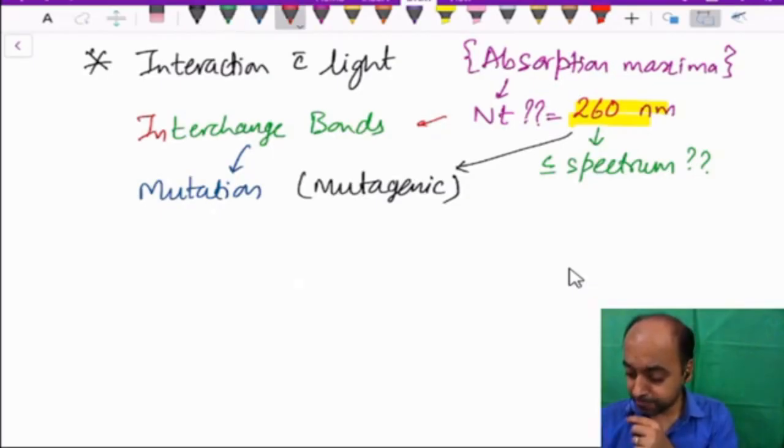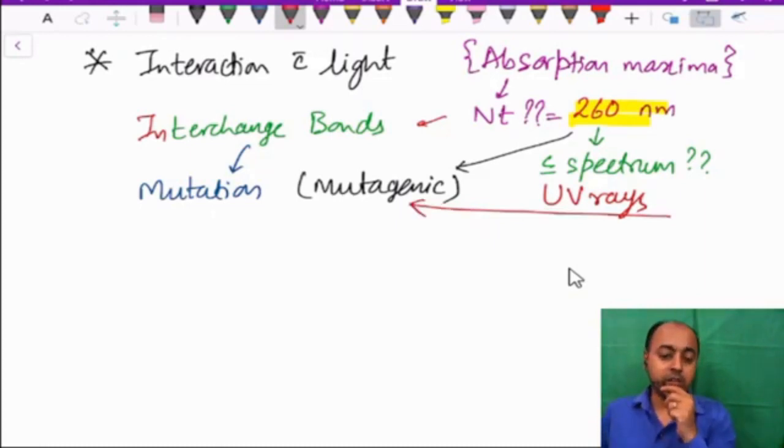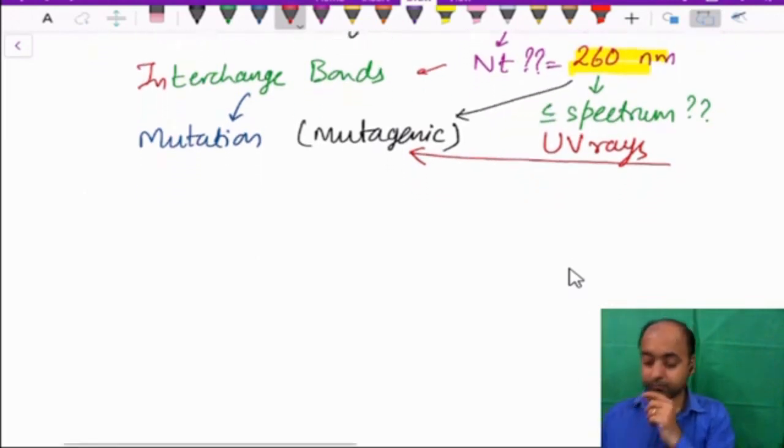Your friend said it is the UV rays. So remember, the UV rays are mutagenic.